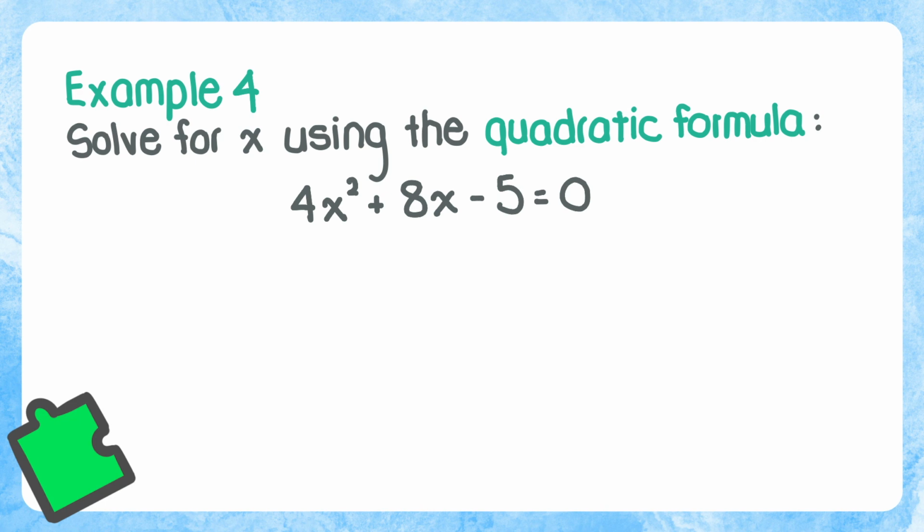Please try this example on Edpuzzle. Solve for x by using the quadratic formula for the equation 4x squared plus 8x minus 5 equals 0.